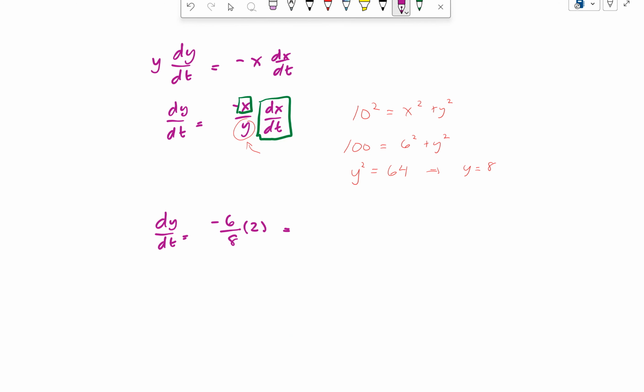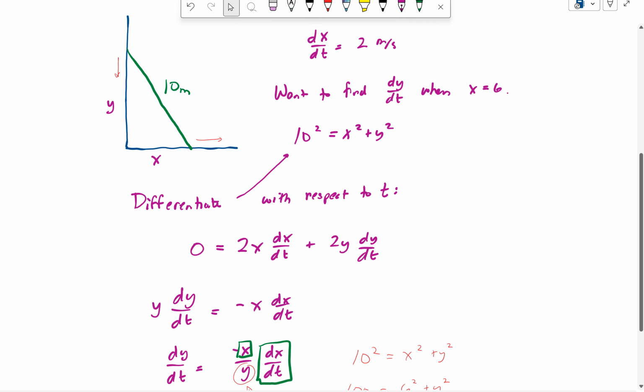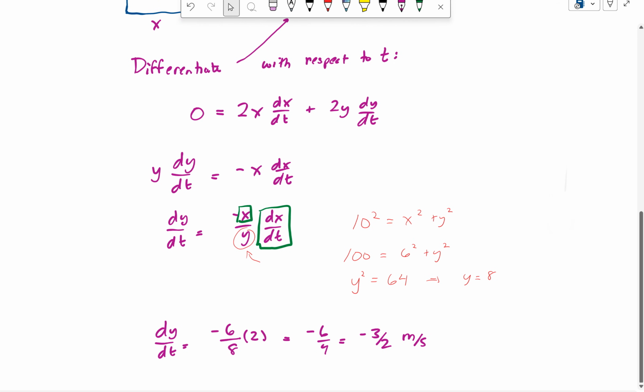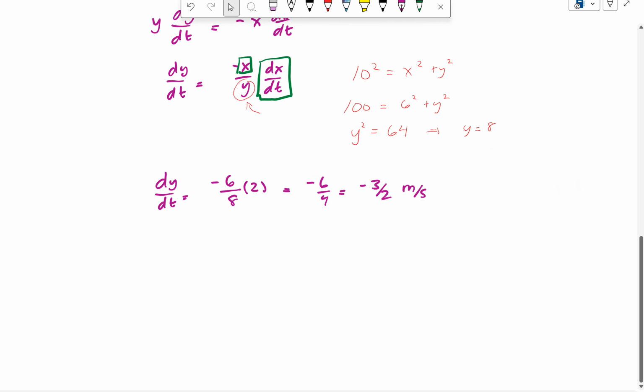So this becomes a negative 6 over 4, which is negative 3/2. And remember, this is in meters per second. One thing to note here is we have a negative sign, which makes sense because if we recall from the beginning of the problem, I said as the ladder slides down, y is getting smaller. So the change in y with respect to t should be negative because y is getting smaller as we go. So that's where that negative sign is coming from there.